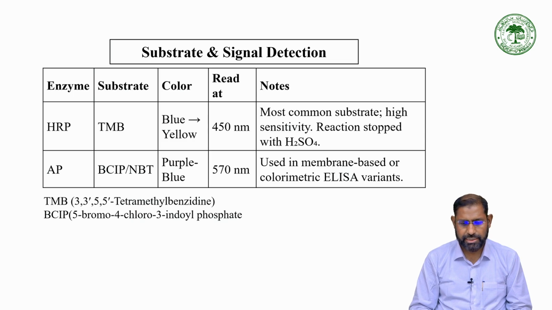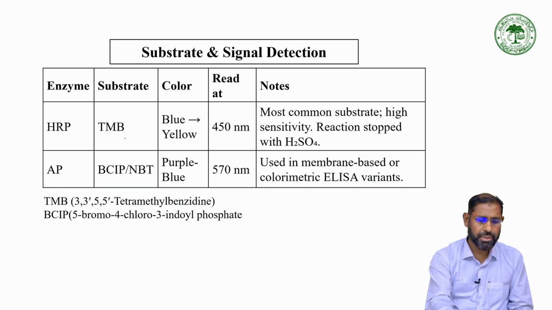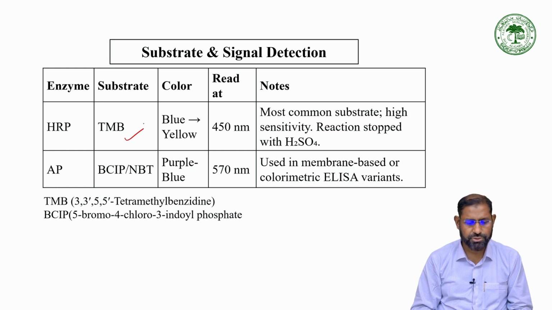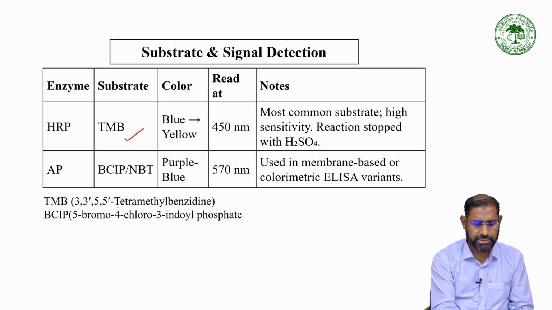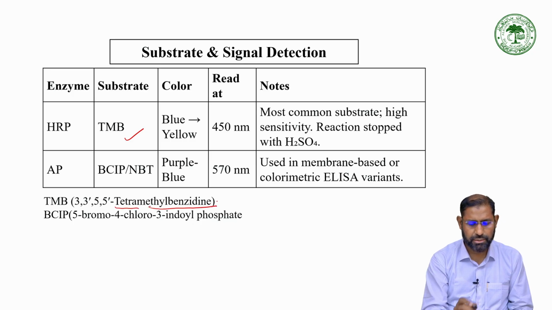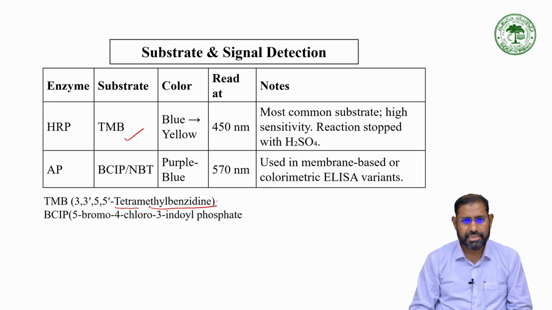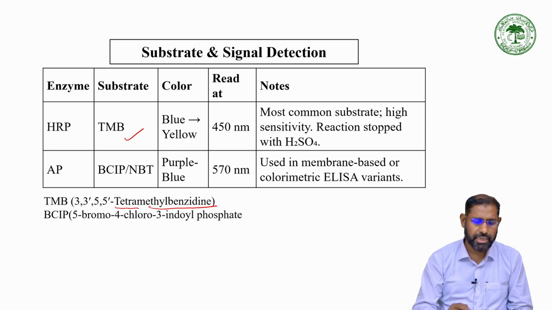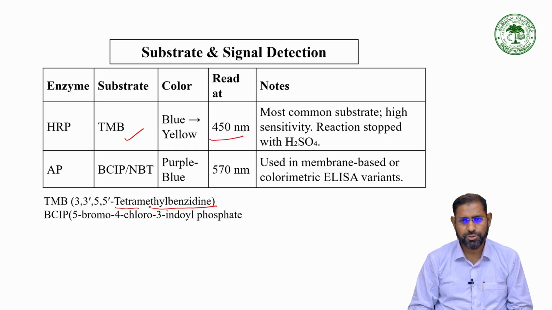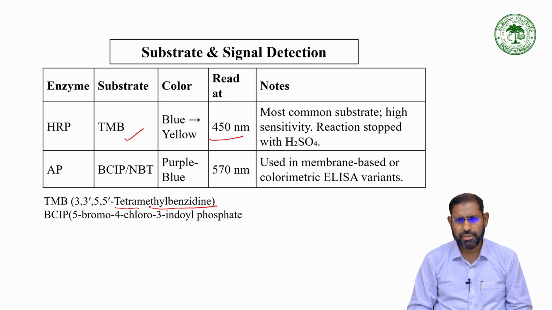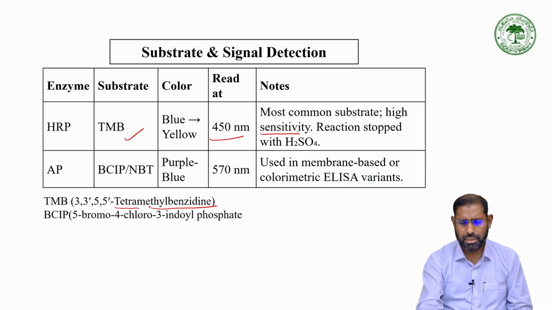Substrate signals and detections. When we use enzyme HRP, the substrate is TMB. TMB stands for 3,3',5,5'-tetramethylbenzidine, and it gives the blue color, and we measure at 450 nanometers with a spectrophotometer or ELISA reader. We use the ELISA reader most commonly. This is the most common substrate, with high sensitivity, and the reaction is stopped by sulfuric acid.